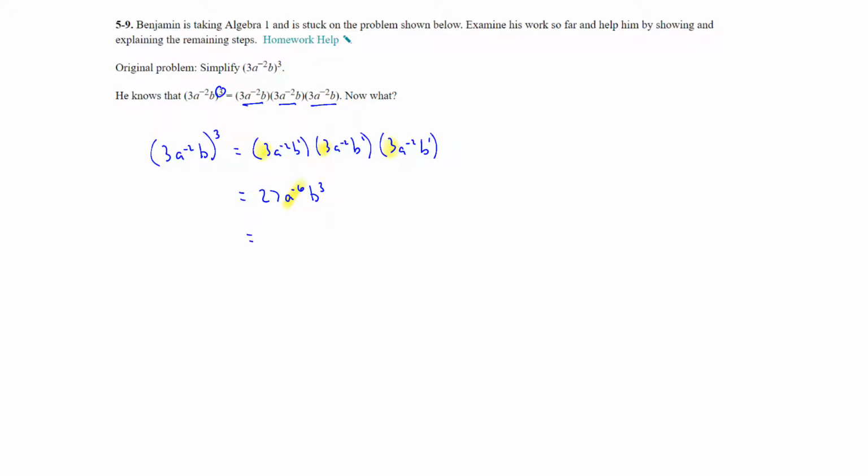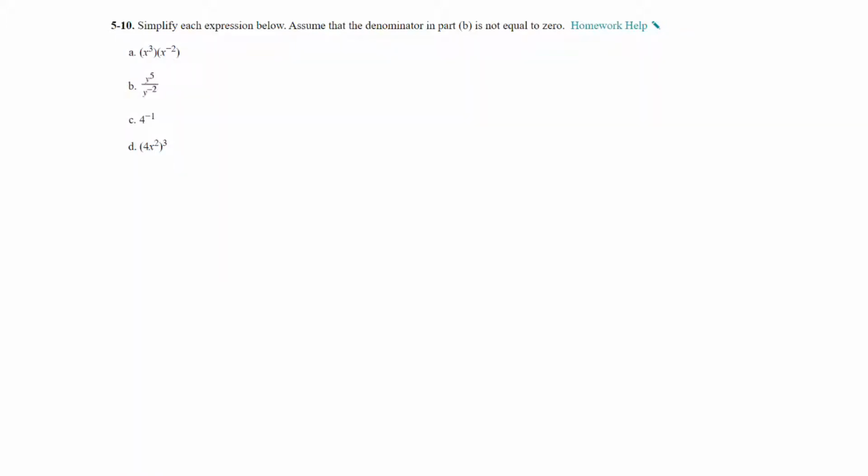Remember, reciprocal. So 27, b to the third, nothing changes there. And then the a to the negative 6 goes to the denominator and becomes a to the positive 6. So the quantity 3a to the negative 2b, all raised to the third power, is equal to 27b cubed divided by a to the 6th power.